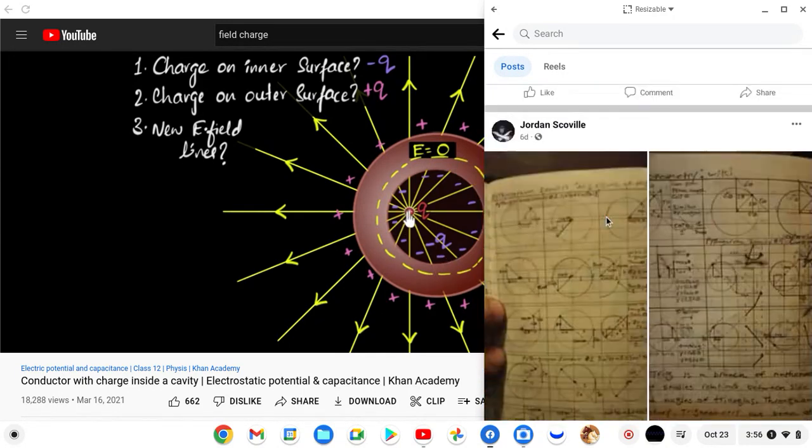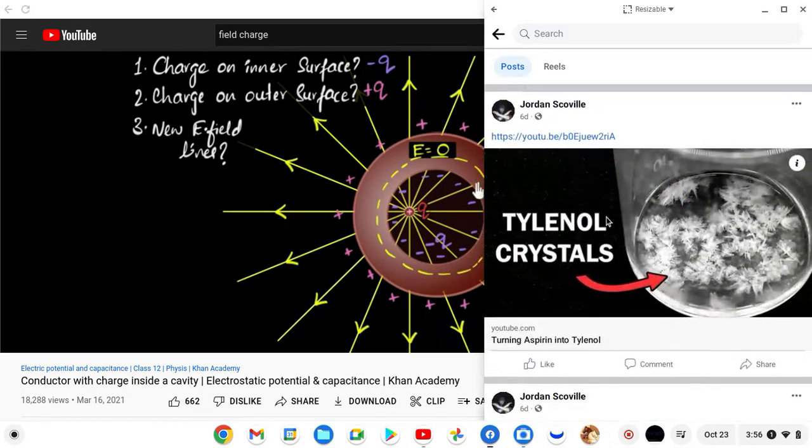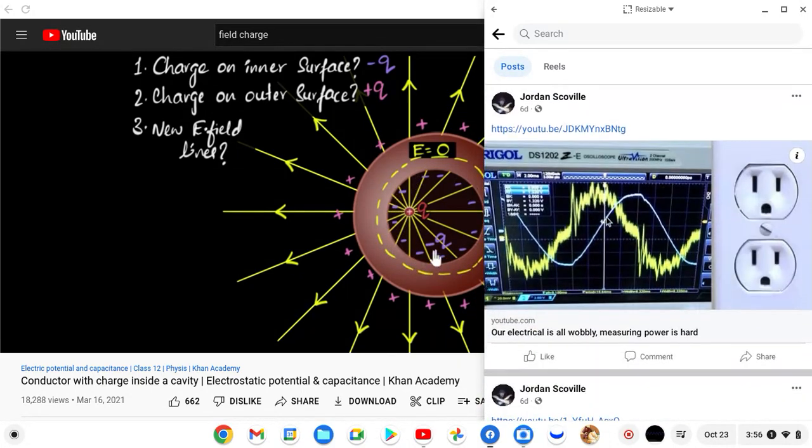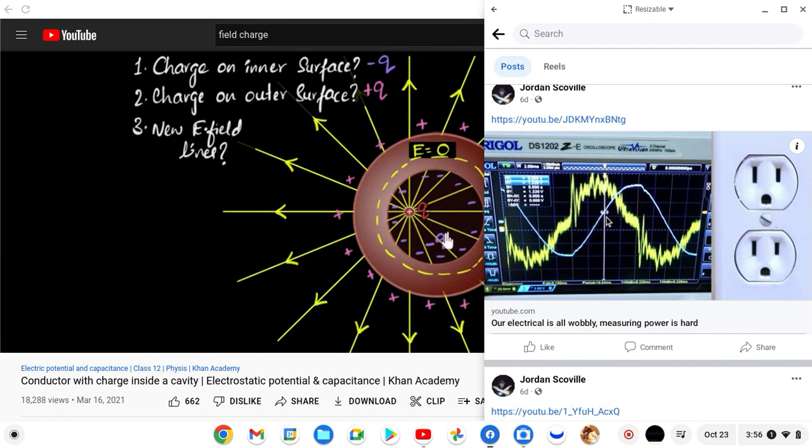The next question I want to try and answer is, how would the new electric field inside look? Would it look exactly this way? Would it just look like this, or do you think it's going to change? Again, can you pause the video and think a little bit about this?